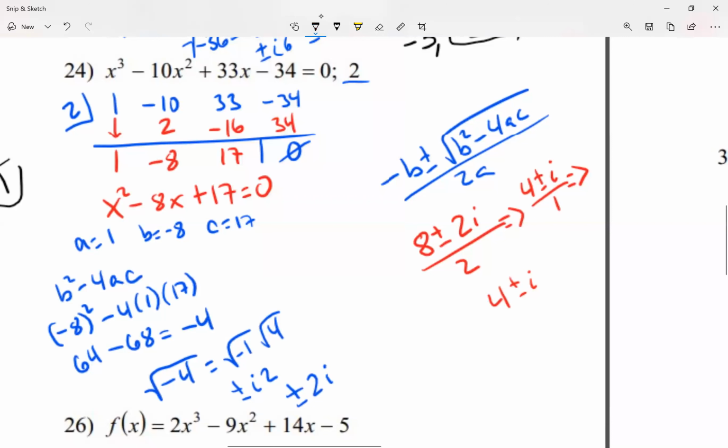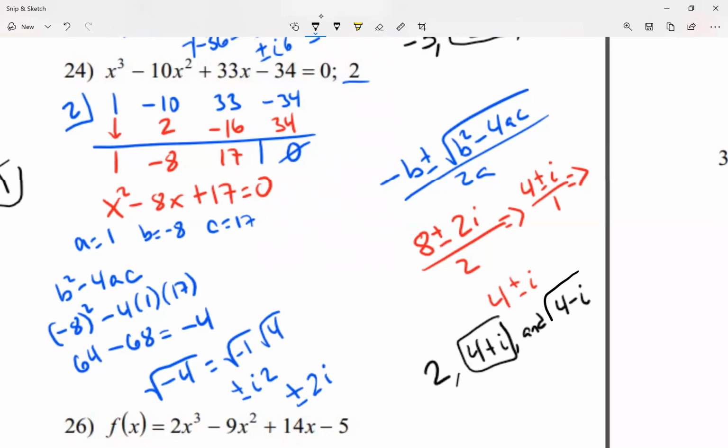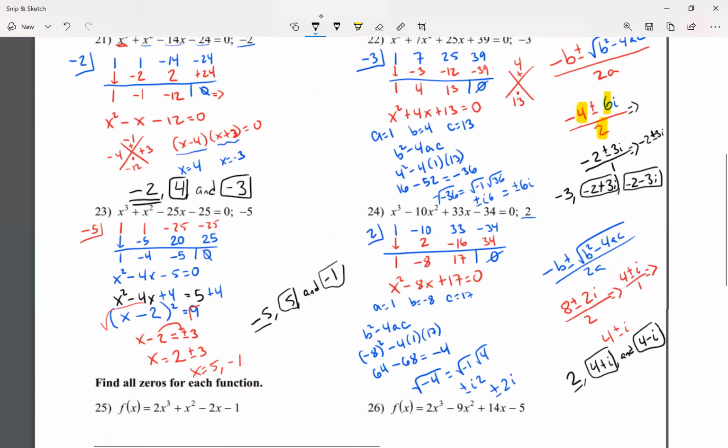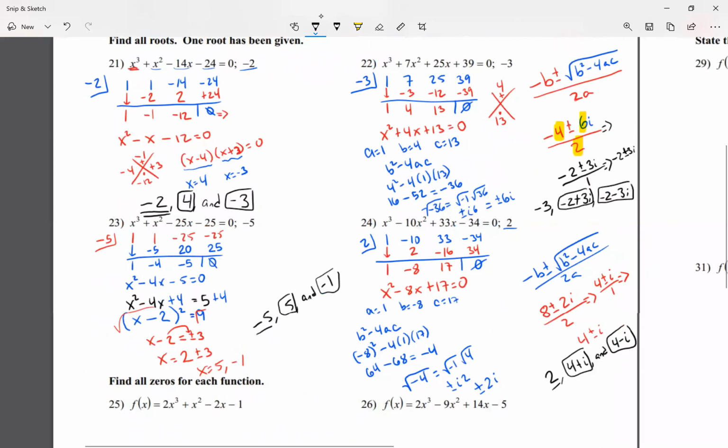So let's see. 2 was given. That's the root that was given to begin with. Another one of my solutions is going to be 4 plus i. And the last one's going to be 4 minus i. Those are the two that I just solved. 2 was given. Okay. Not bad. Let me zoom out. Which method do you use? Factoring, quadratic formula, or completing the square? It's really up to you.